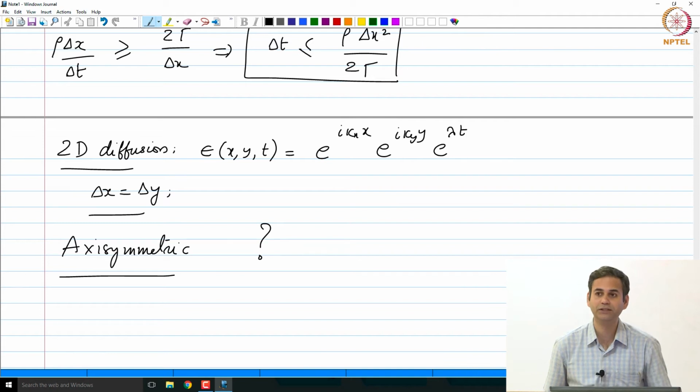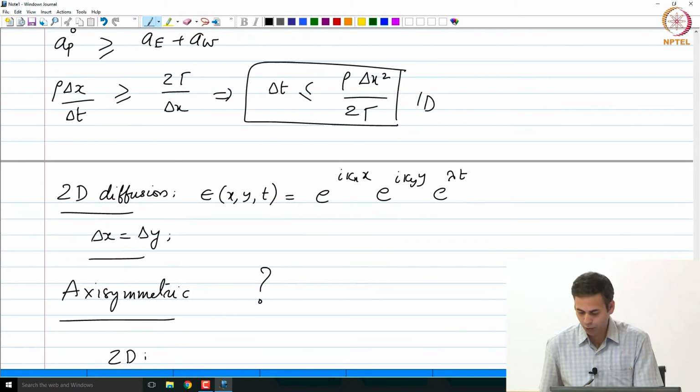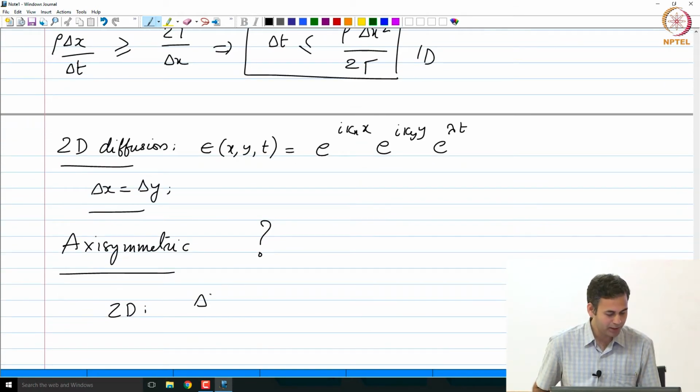Oh, sorry, it will be 6 times, right? 2D gamma, it will come out to be 6, not 8, it is only 6 times. But that kind of brings up a good question. So, what will be the time step restriction? This is in 1 dimension, rho delta x square. In 2D, what will be delta t? Rho delta x square by 4 gamma.